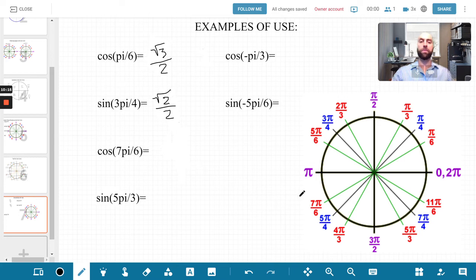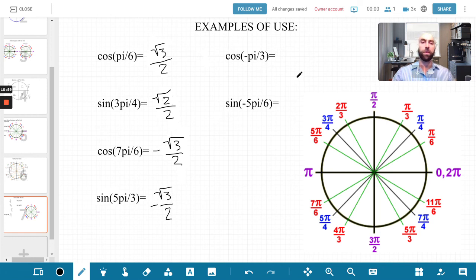Cosine of 7 pi over 6 can be found right here. It's in quadrant 3, and it corresponds to the pi over 6 location. So just like the top, it's square root 3 over 2, but the sign is changed because it's in quadrant 3. Sine of 5 pi over 3 corresponds to the pi over 3 location. In the pi over 3 location, sine is equal to square root 3 over 2. But since it's in quadrant 4, we know that the sign is negative.